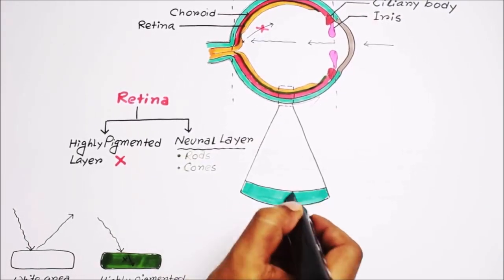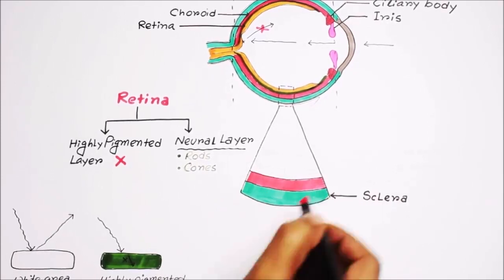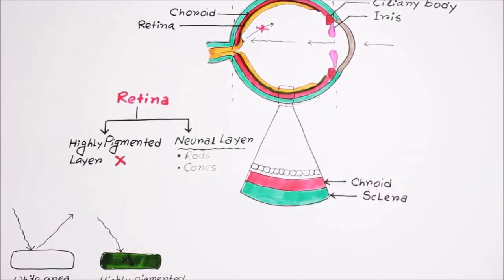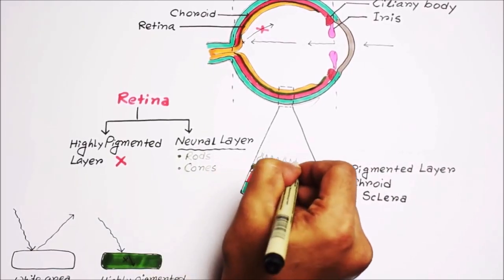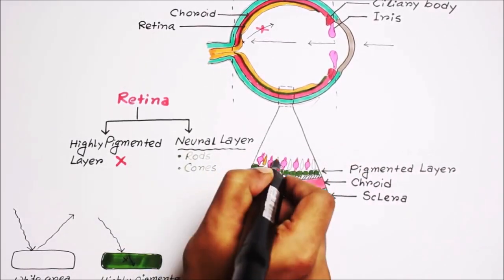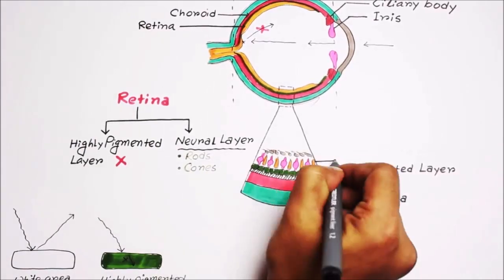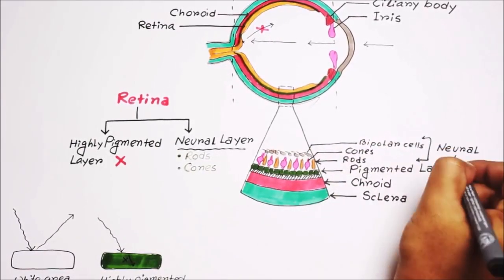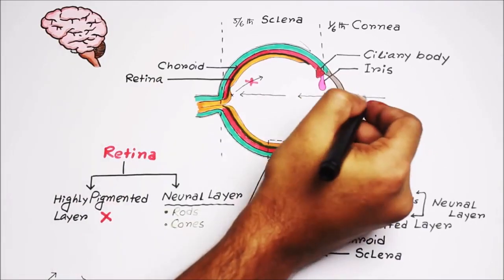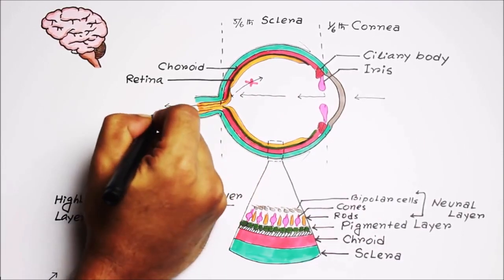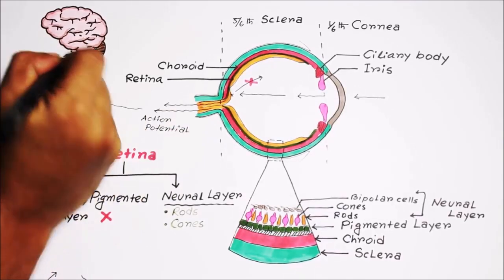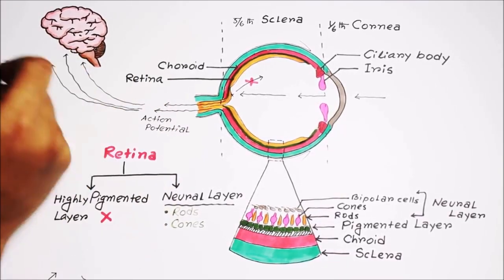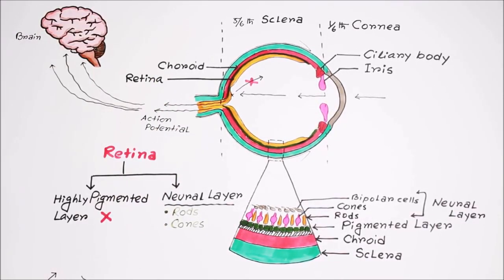So when we see a cut section, outermost layer is the sclera, then comes choroid, and inner to it is the retina, which composes of pigmented layer. Then comes layer of rods and cones, then the bipolar layer. There are 10 layers in retina which convert the light rays into action potential, which is then conveyed through optic nerve to the brain.